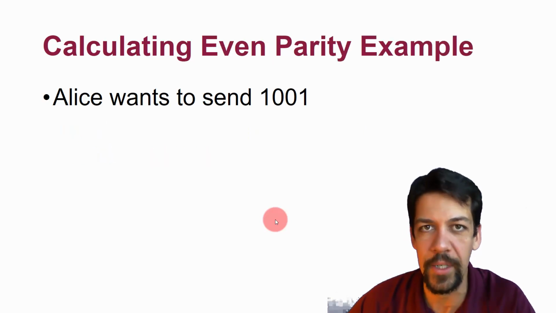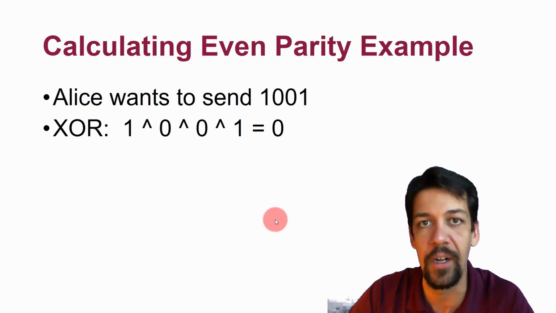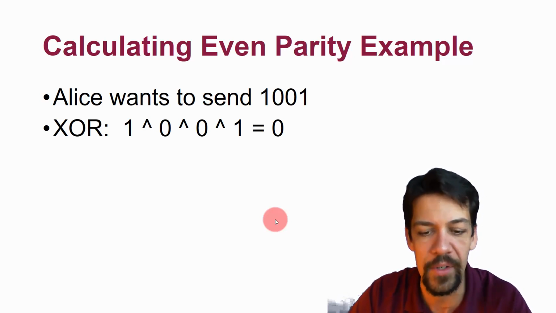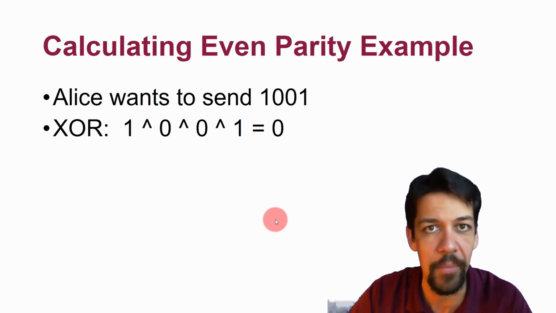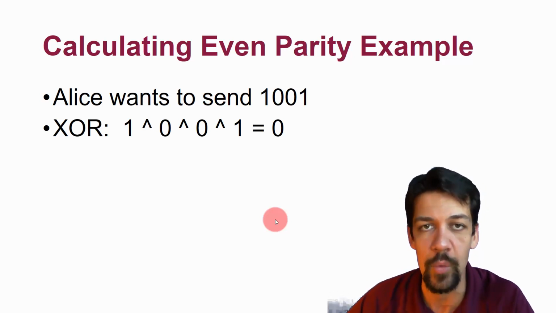So the way that we can calculate even parity is by using the XOR operation. All we have to do is XOR the bits of the message together, and that gives us even parity. So in this case, I've got 1001. There are an even number of ones, and that gives me a 0 parity. So the entire message that I'm going to transmit is 10010.